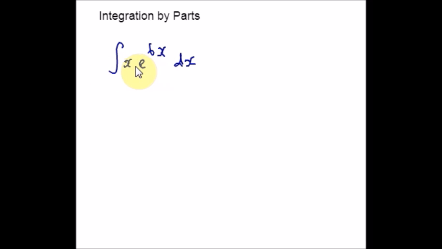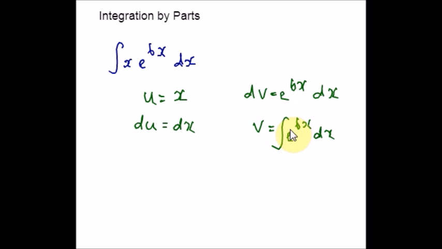So here are the choices for u and dv as well as du and v. u would be equal to x. So obviously du would be dx. Let dv be e raised to 6x dx, the leftovers, the remaining. So v would be 1 over 6 e raised to 6x.